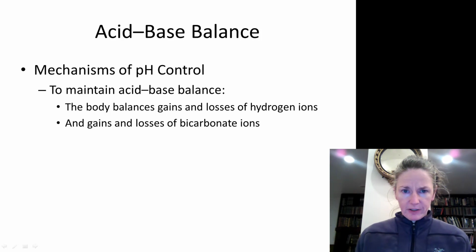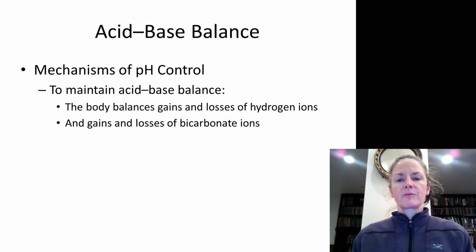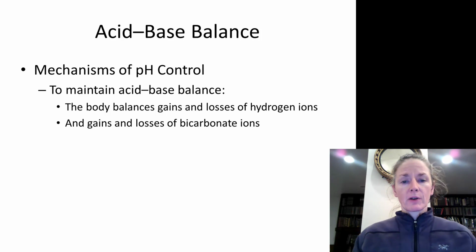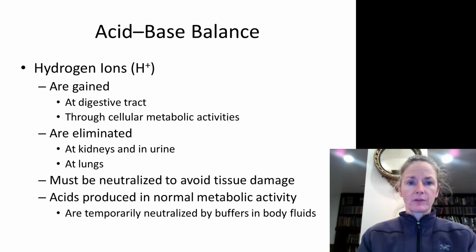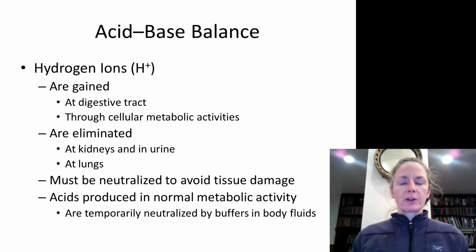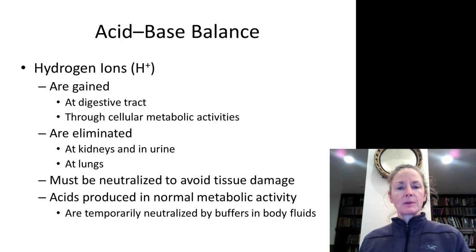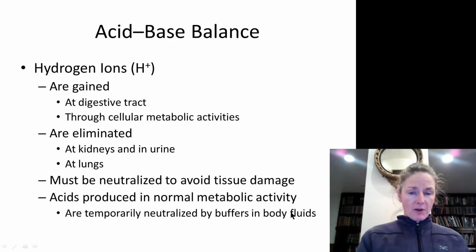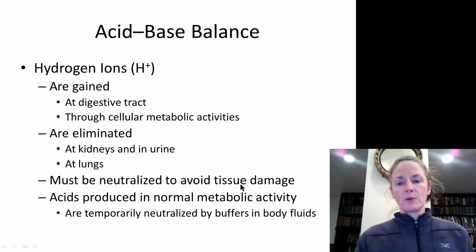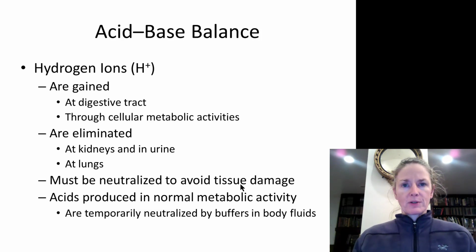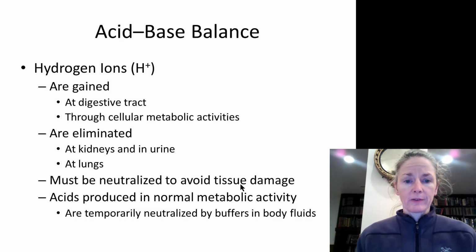So at the end of the day, basically, we've got to have the number of hydrogen ions and the number of bicarbonate ions balanced. So basically, we're looking at making our gains and losses of hydrogen ions balanced and our gains and losses of bicarbonate ions balanced. So hydrogen ions, as we know, we can gain them by eating them or through cellular metabolic activities. We can eliminate them at the kidneys and we can eliminate them at the lungs. But they must be neutralized in order to avoid tissue damage. If we get outside of our normal physiological range, then bad things happen. Protein starts to denature, enzymes stop working, and so forth.